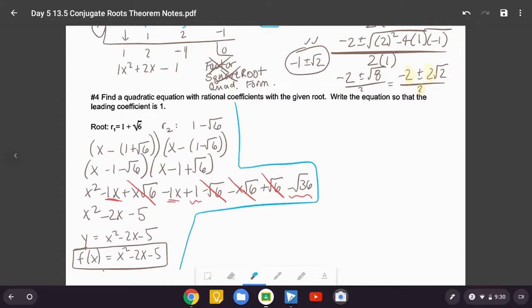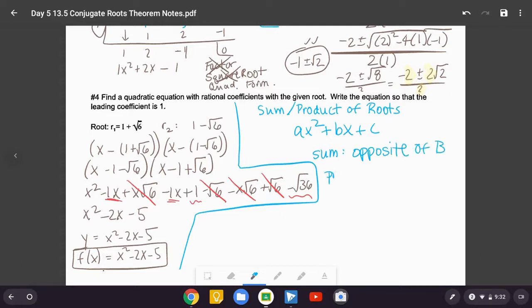And then let's do method 2. So method 2 involves the sum and product of the roots of a quadratic. So you know that a quadratic is ax squared plus bx plus c. If we recall from algebra 2, the sum of the roots should be the opposite of b, and the product of the roots should be exactly c.